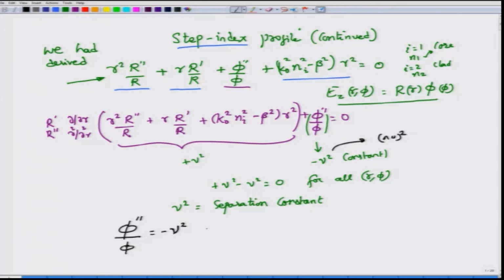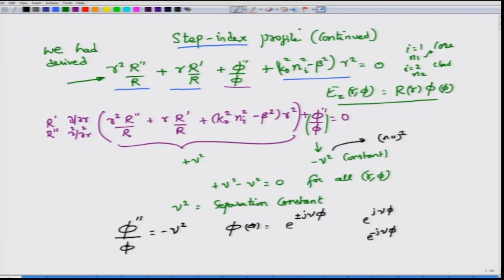So, this equation is essentially a second order differential equation, a nice homogeneous equation whose solutions, as you can verify, are given by e to the power plus or minus j nu phi, right. Now, either I can choose e power j nu phi or I can choose e power minus j nu phi, whichever solution I choose is perfectly fine.